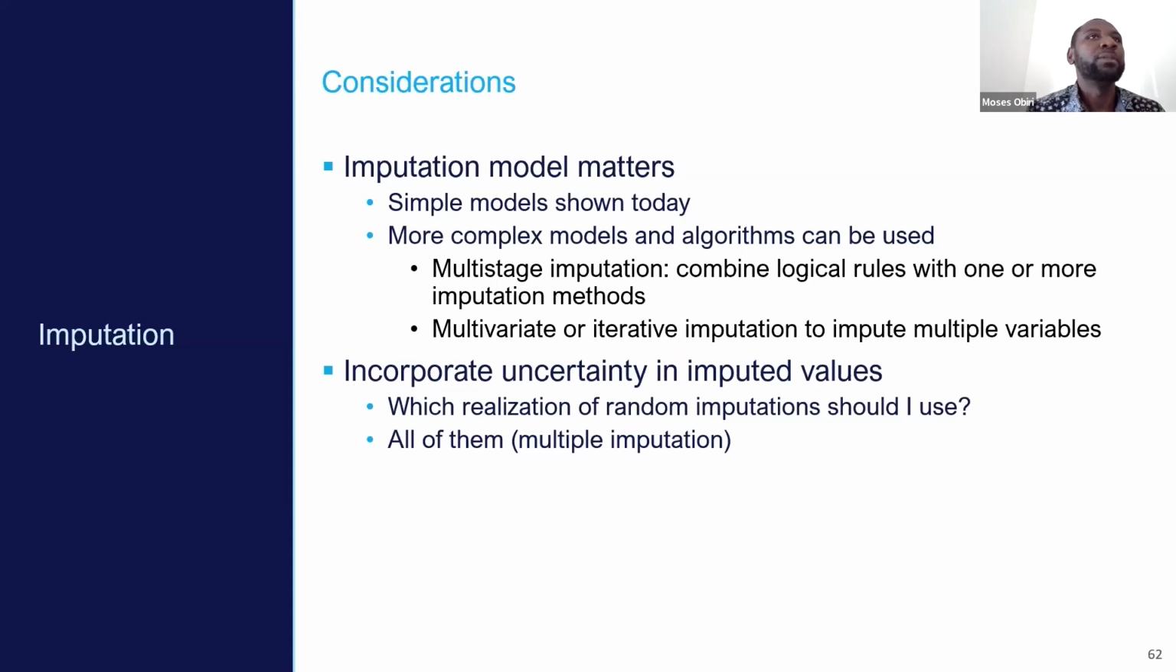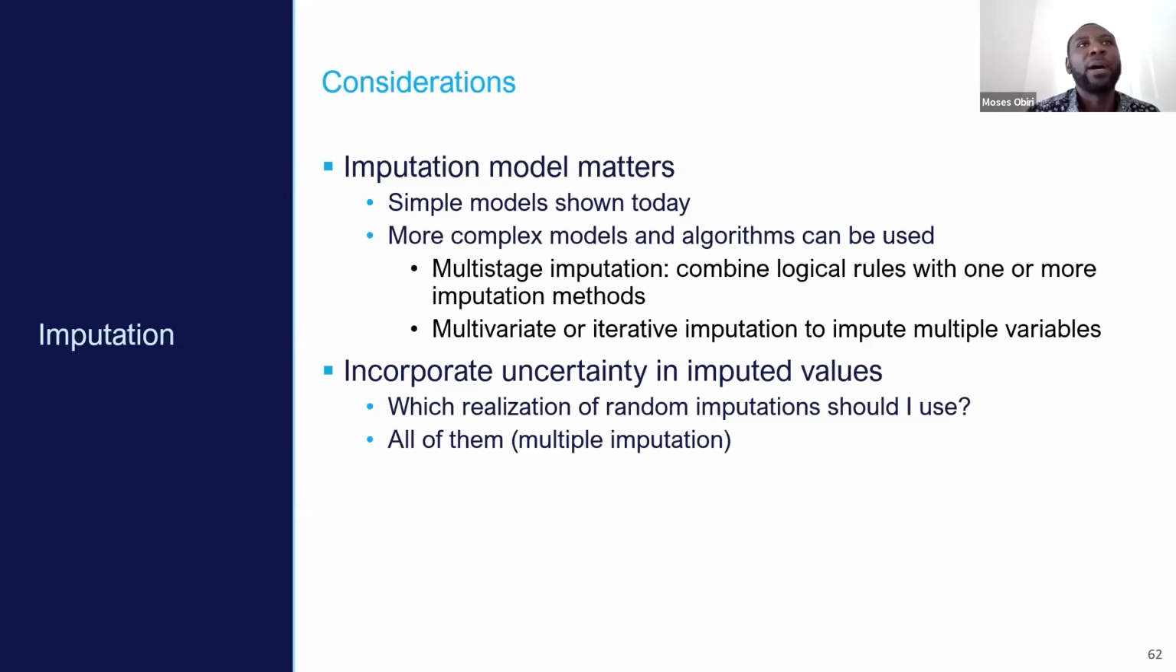The imputation methods that we've talked about are some of the simple methods that you can use. You can also use more complex approaches depending on your domain knowledge. You can, for example, use a multi-stage imputation method where you combine some logical rules depending on your domain with one or more of these imputation methods. We also have methods that do multivariate or iterative imputation, where you can impute multiple variables at the same time.